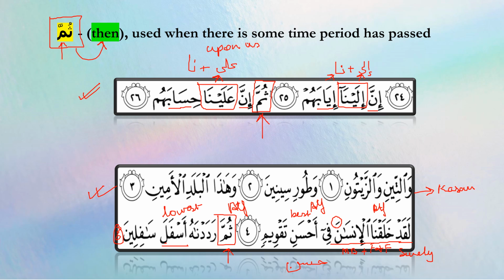Thumma. So there is a time period. In this dunya, he does whatever he wants, all the bad deeds, all the sins. But after death, what happens? When in the end he goes back to Allah subhanahu wa ta'ala, if he has done a lot of bad deeds and has not repented, what happens then? He has prepared for him the lowest of the lowest levels of hell. So that's radadnahu asfala safilin, the lowest level of hell. So there is a time period, and in these two situations.